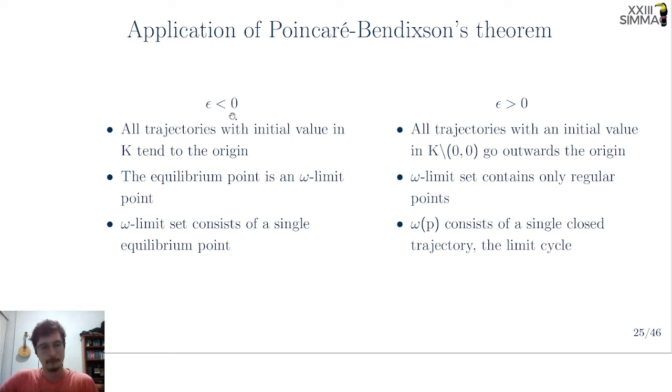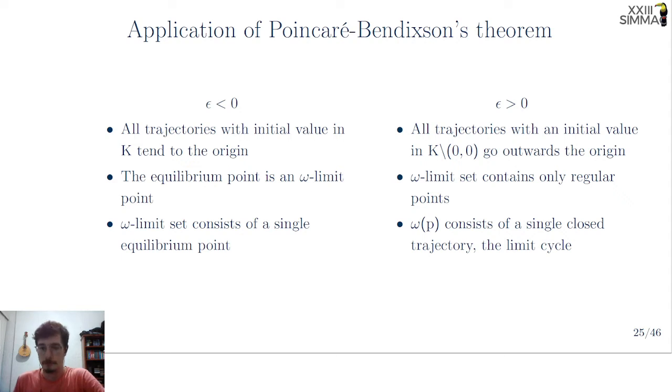So in this, after applying the Poincaré-Bendixson theorem, we saw that for negative epsilon, all trajectories with initial conditions in a neighborhood of the origin tend to this point. So the origin is an omega limit point, which yields that the omega limit set consists of a single equilibrium point.